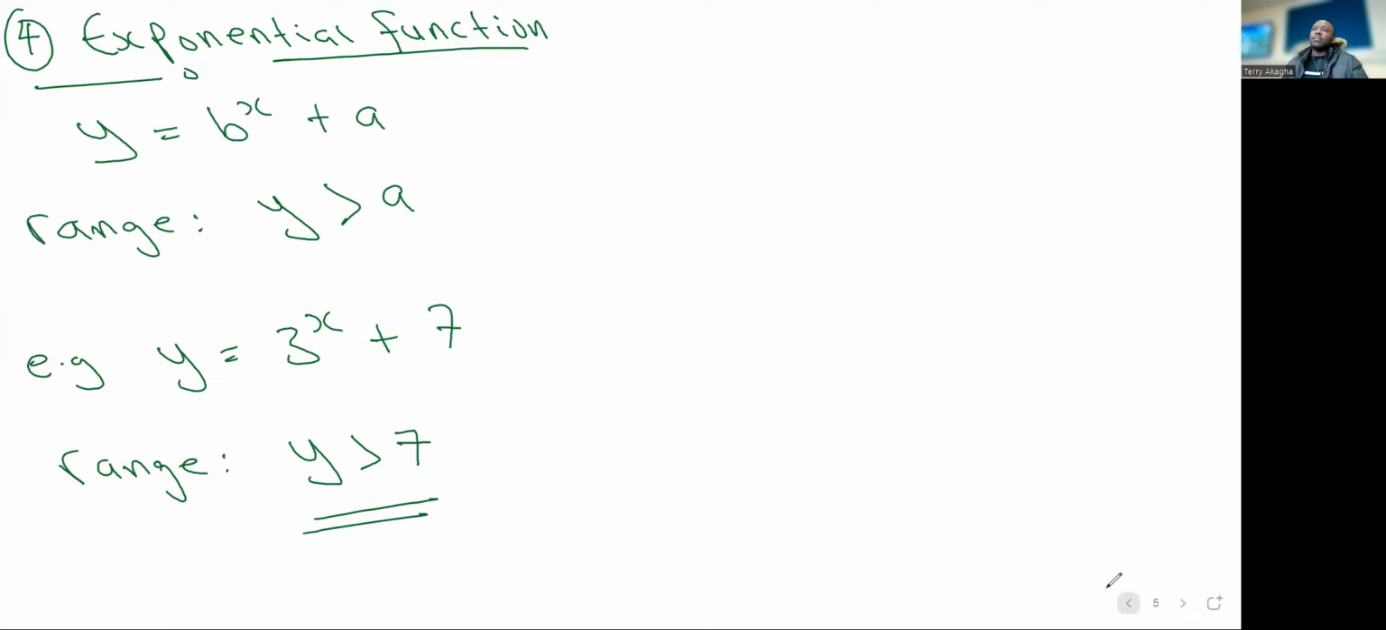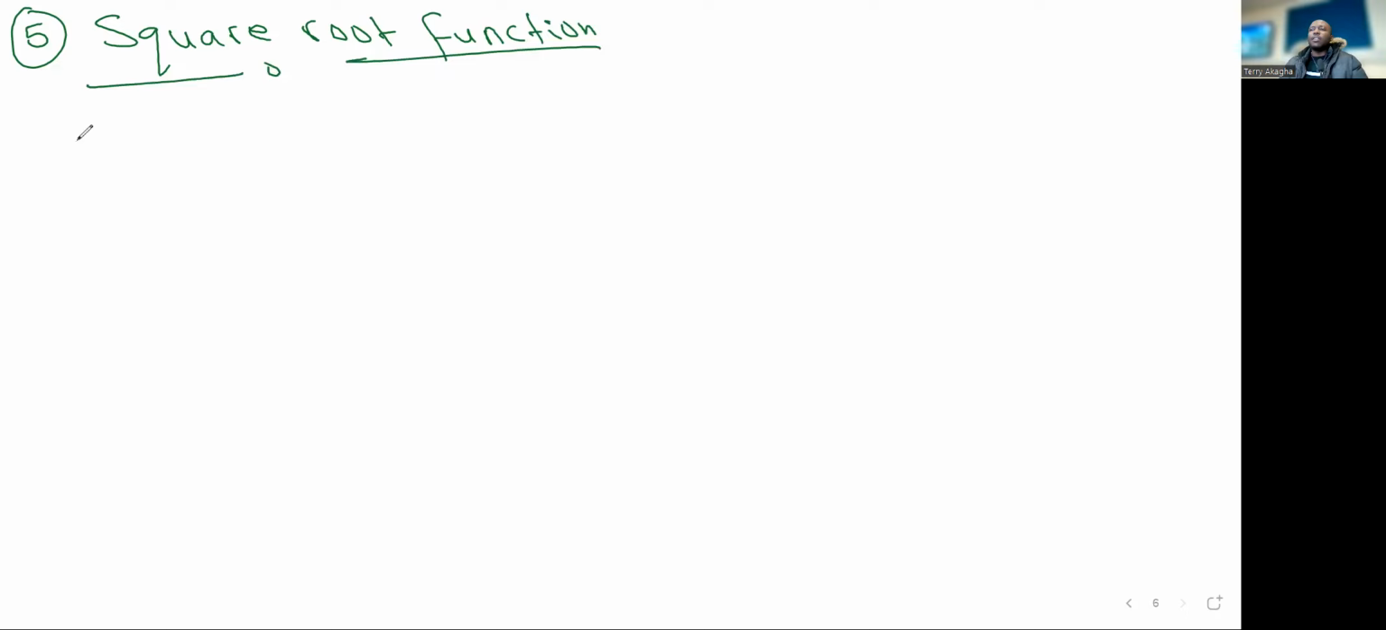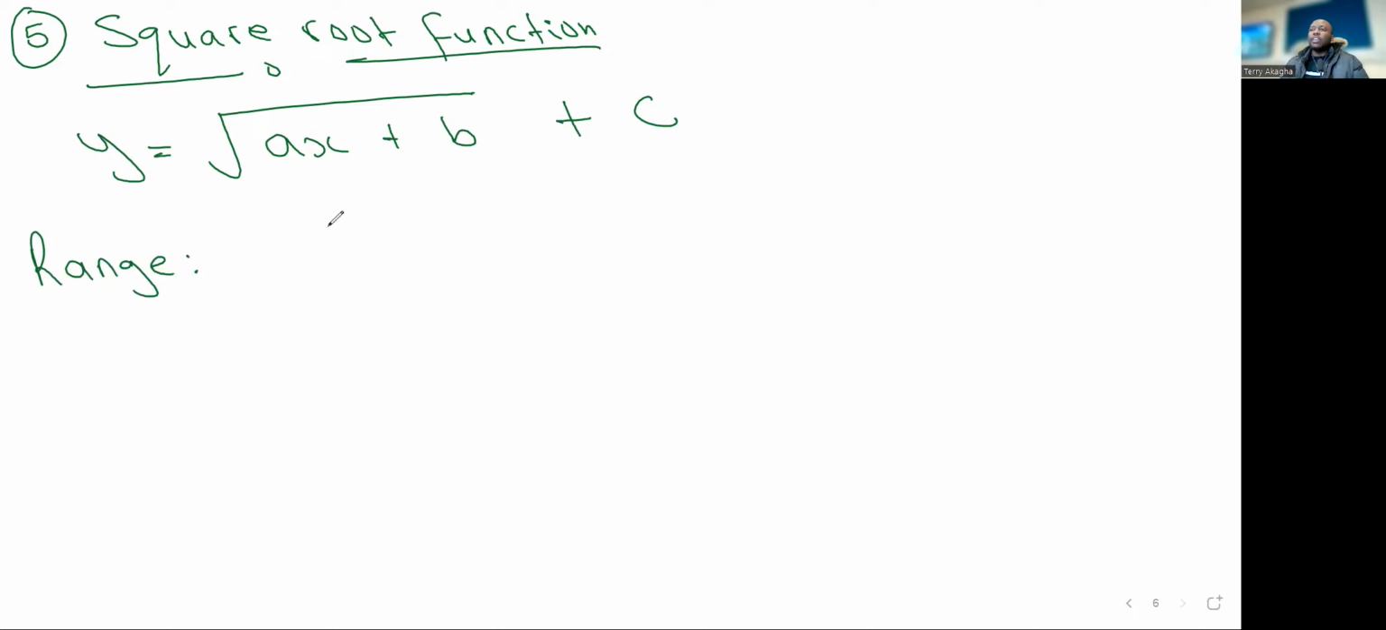Then the last one that we'll talk about, number 4, is what we call the square root function. So for a square root function, and you are told to find the range, let's assume we have y is equal to the square root of ax plus b, then plus c, okay? The square root is only for ax plus b, and you are told to find the range. The range is going to be y is greater than or equal to what?